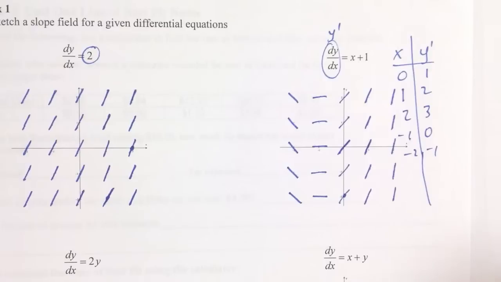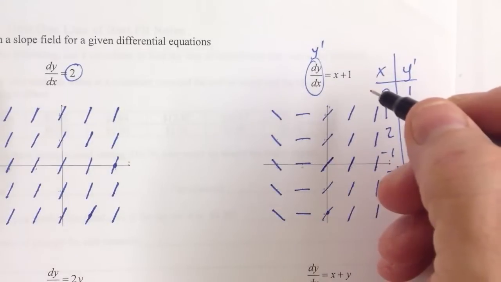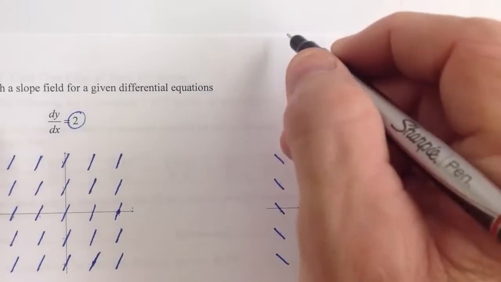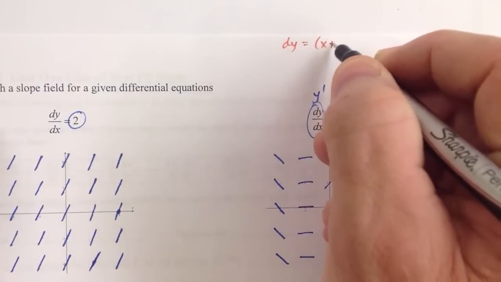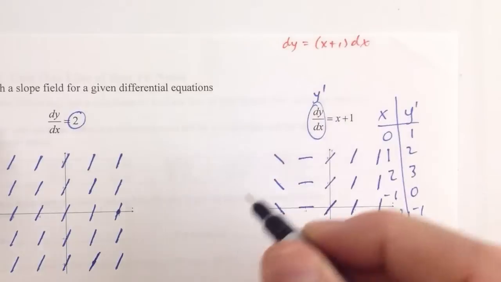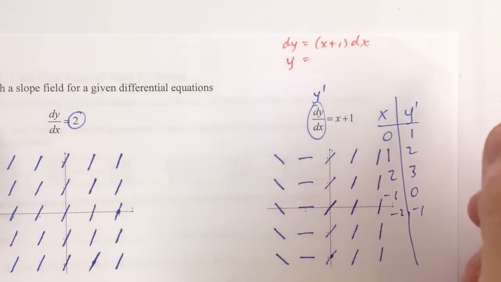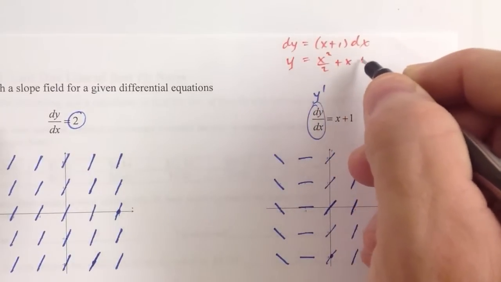And let's think about this for a second, because this is kind of interesting. If dy/dx is equal to x plus 1, then let's do this right up here. Let's separate the variables: dy is equal to (x plus 1) dx. Okay? And then when we take the antiderivative of both sides, integrate both sides, we get x squared over 2 plus x plus c.